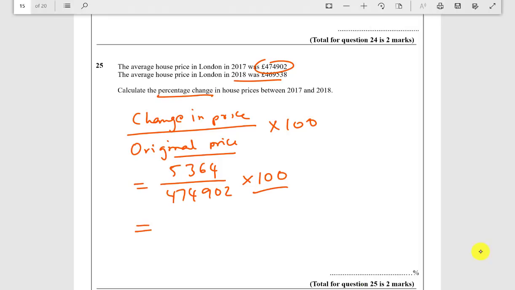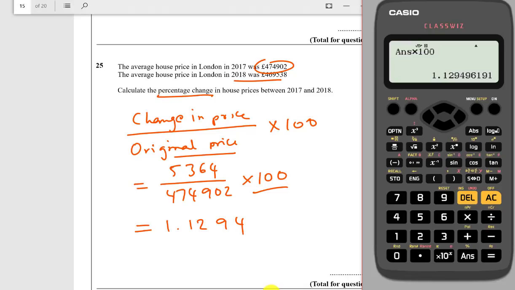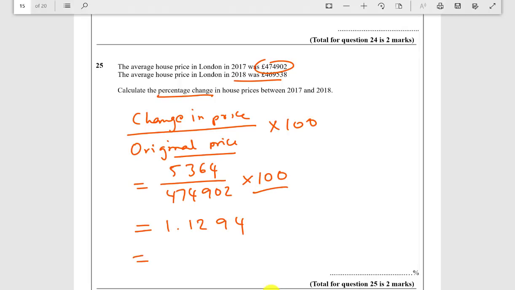1.1294. Let's round it to 2 decimal places. The question doesn't ask you to round it, so we can round it to 2 decimal places. So I need to add 1 to this one, to be 1.13%. Decrease, because the price has gone down, as you can see from the original price and the new price, so 1.13% decrease.